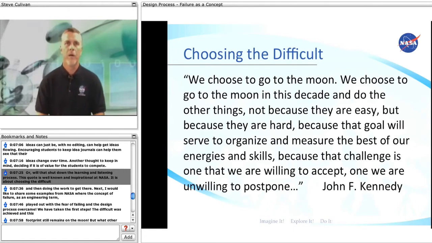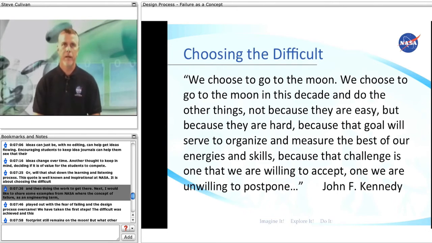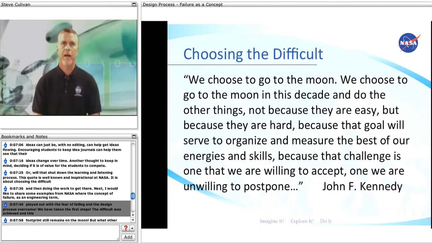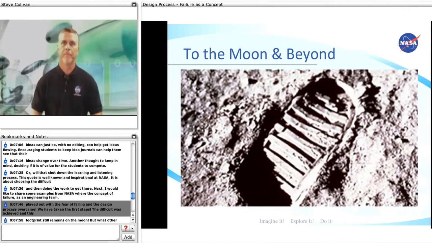This quote is well known and inspirational at NASA. It is about choosing the difficult and then doing the work to get it there. Next, I would like to share some examples from NASA where the concept of failure, as an engineering term, played out with the fear of failing and the design process overcame.